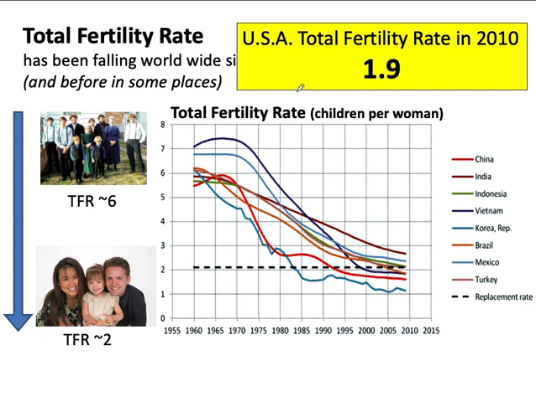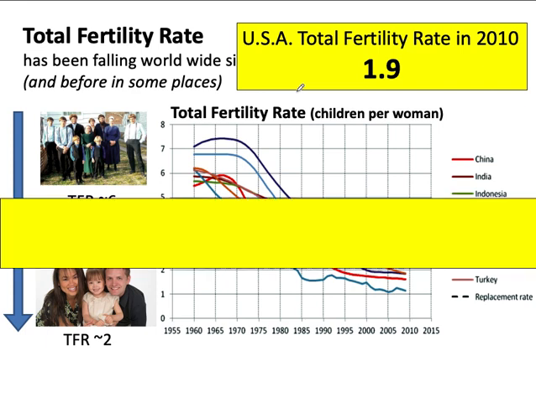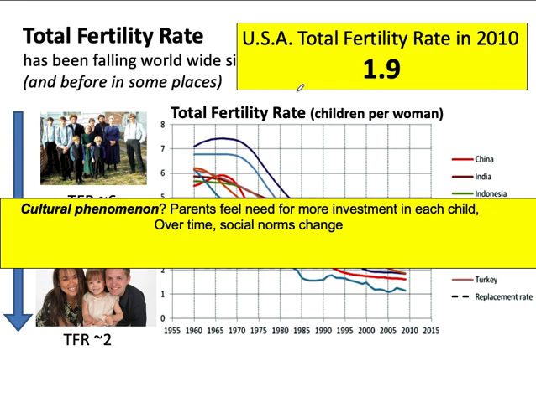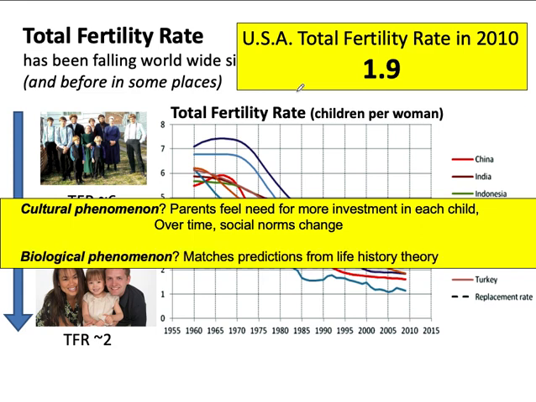And so as we mentioned, this decline in the fertility rate over time in different populations could be a cultural phenomenon. Perhaps the parents feel the need to invest more in each child, and over time, societal norms change. And so that's one possibility. A second possibility, which is not mutually exclusive, and could explain this pattern simultaneously, is that it's a biological phenomenon that potentially matches predictions from life history theory that we discussed in the previous lecture.